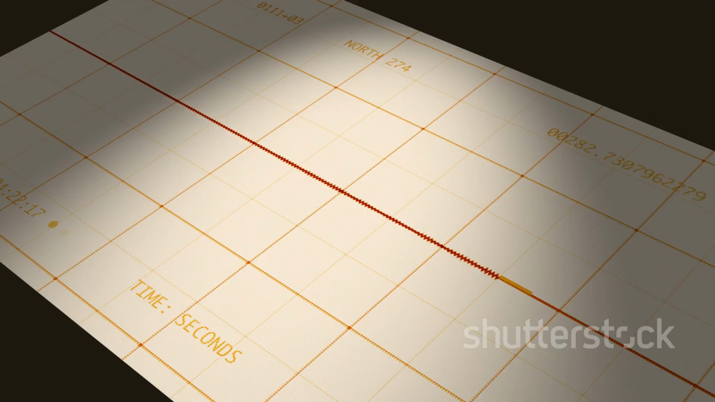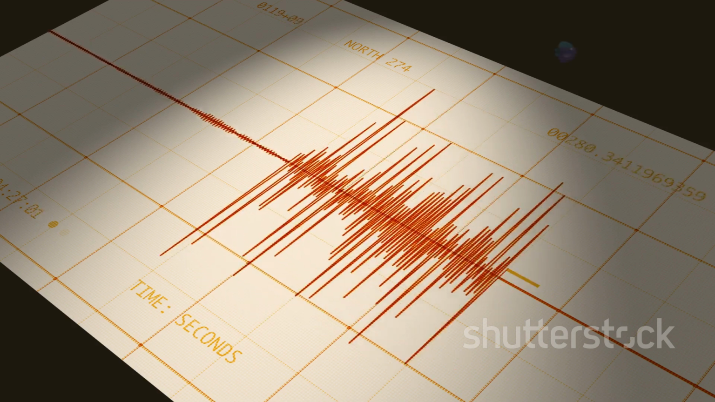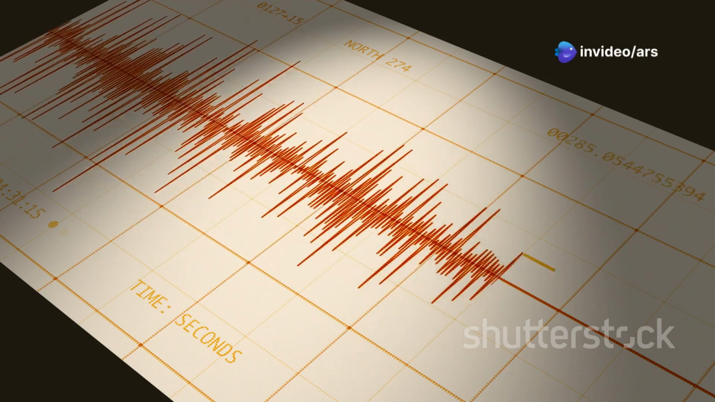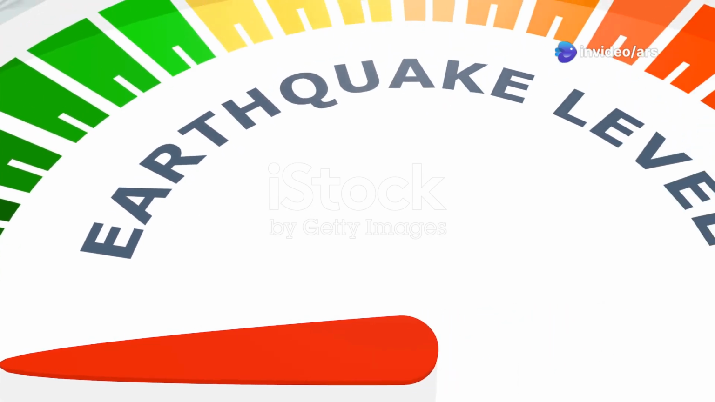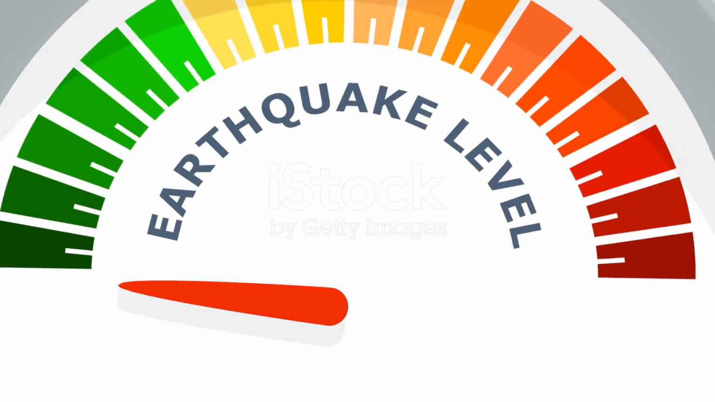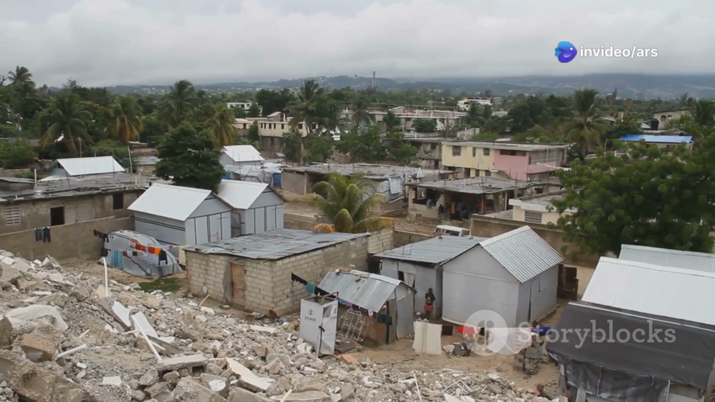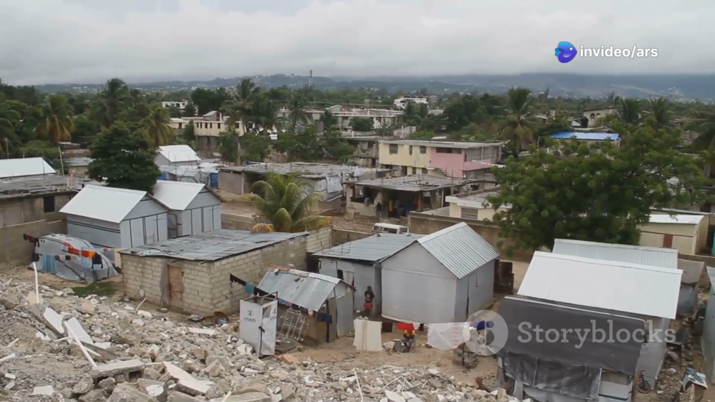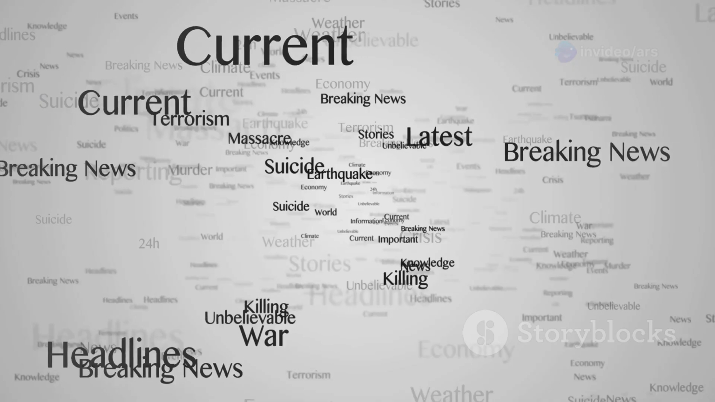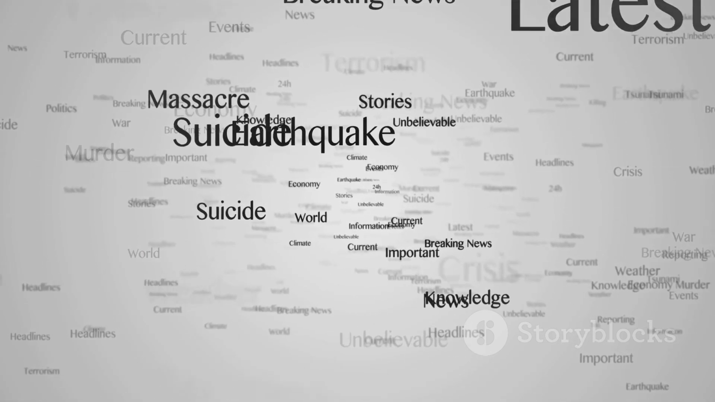This scale is logarithmic, meaning each whole number increase represents a 10-fold increase in wave amplitude and a 32-fold increase in energy release. An earthquake with a magnitude of 5.0 releases about 32 times more energy than an earthquake with a magnitude of 4.0. The largest earthquake ever recorded, the 1960 Valdivia earthquake in Chile, had a moment magnitude of 9.5. Measuring an earthquake's power is not just about magnitude, we also need to consider its intensity.